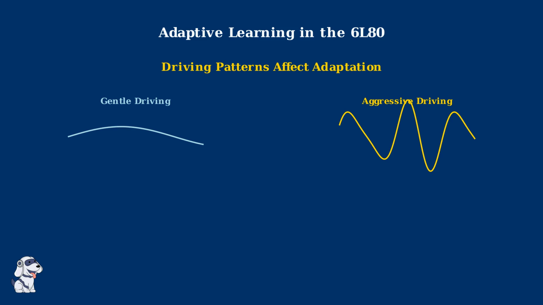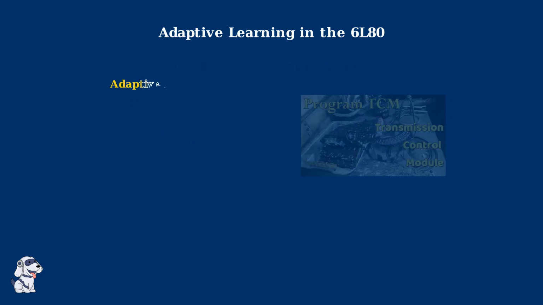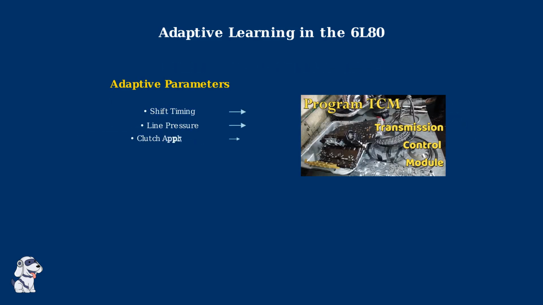Gentle, consistent driving results in smooth, fuel-efficient shift patterns. Aggressive driving causes the TEHCM to adapt with firmer, quicker shifts to handle the increased demands. The TEHCM adapts multiple parameters over time. Shift timing becomes more precise, line pressure adjusts for wear compensation, clutch apply rates optimize for smoothness or performance, and torque converter lockup points adapt for efficiency.